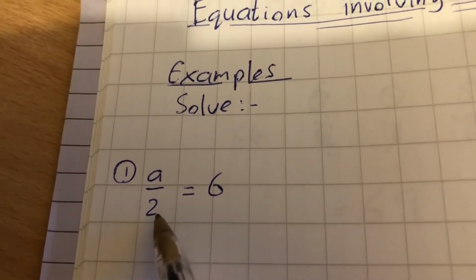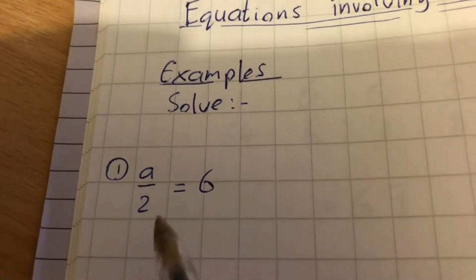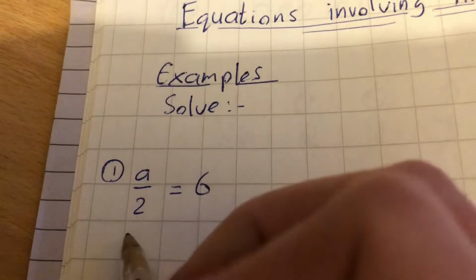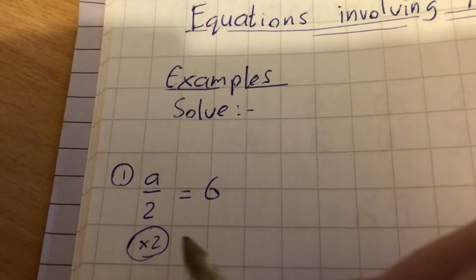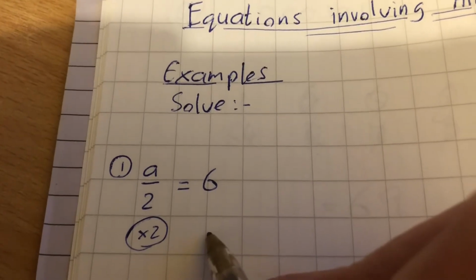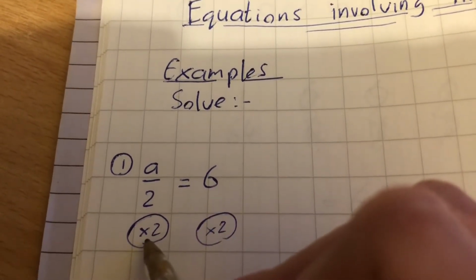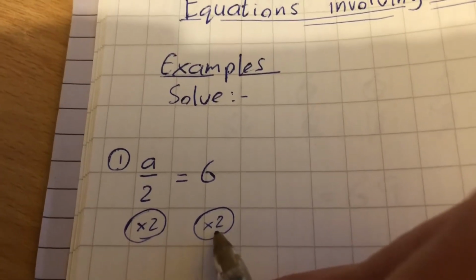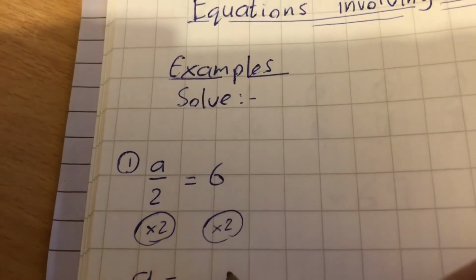So if I want to get rid of this 2, it is dividing, and this will be quite common when dealing with algebraic fractions. This 2 is dividing, so we do the opposite of divide by 2, which is multiply by 2. And because we're treating it like a set of scales, whatever we do to the left hand side, we do to the right hand side. So if I multiply by 2 on the left, I have to multiply by 2 on the right. That gets rid of the 2 on the bottom, so I'm just left with a, and 6 times 2 is 12.